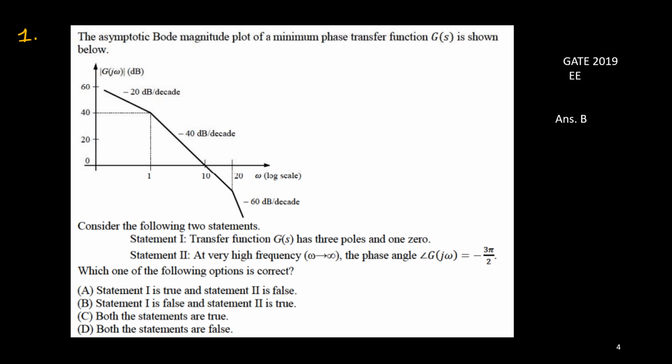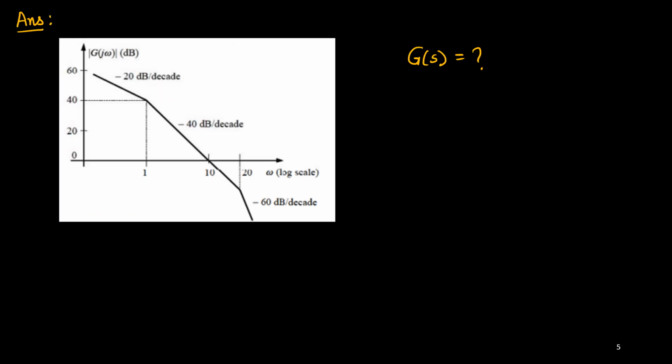So how to identify these two statements? It's not a difficult problem. You follow my approach. I'll consider this figure. We'll try to find out G of s. From this figure, this is a magnitude plot for G of j omega that is provided. From that, we'll try to identify the transfer function. And if I know the transfer function, we can find out poles and zeros, right?